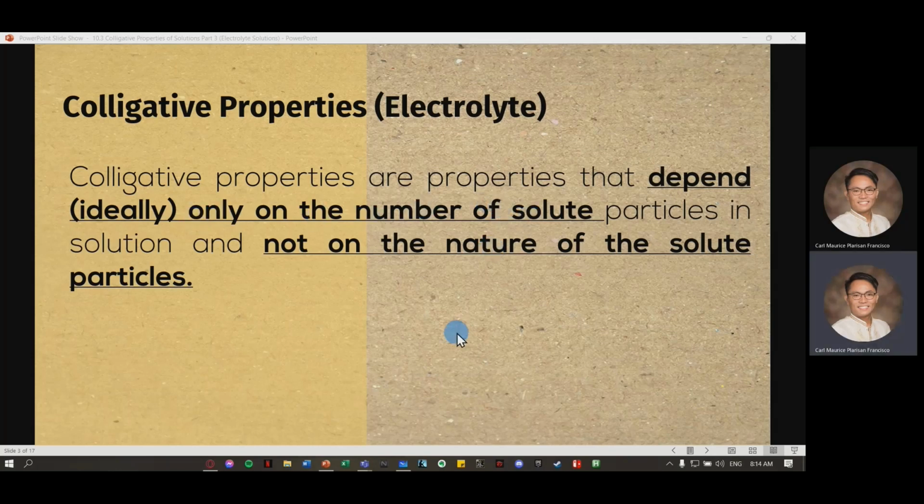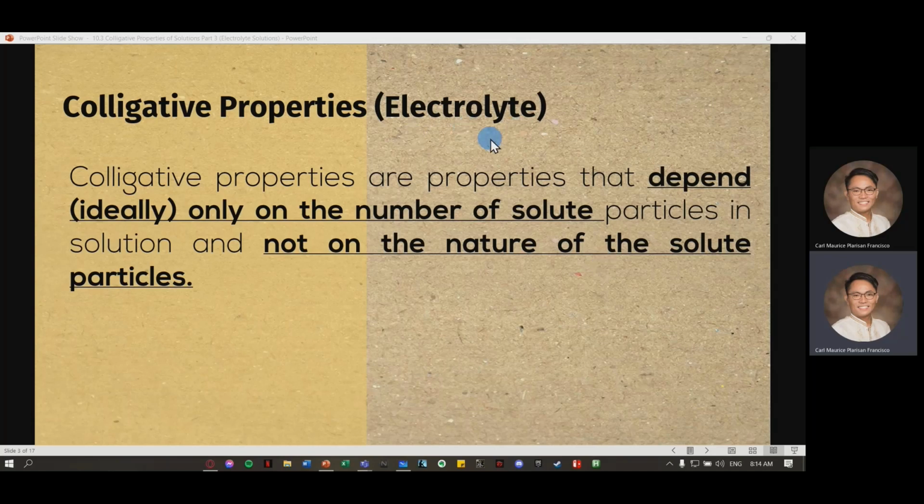So lagi po natin tandaan kapag ang usapin po ay patungkol sa colligative property, ang usapin ay tumutukoy sa bilang ng solute at hindi sa nature ng solute. So we're focused or we're mainly concerned with the number of solute and not on the nature of solute particles. Okay, so that's colligative properties.